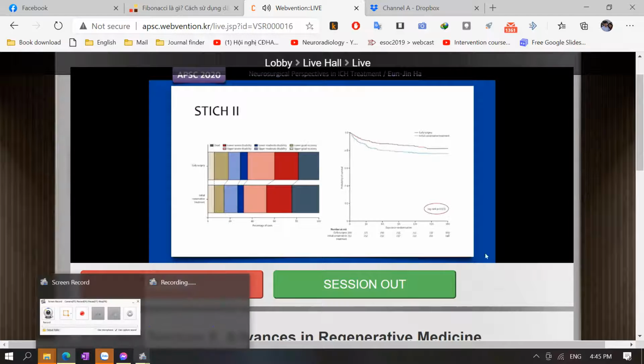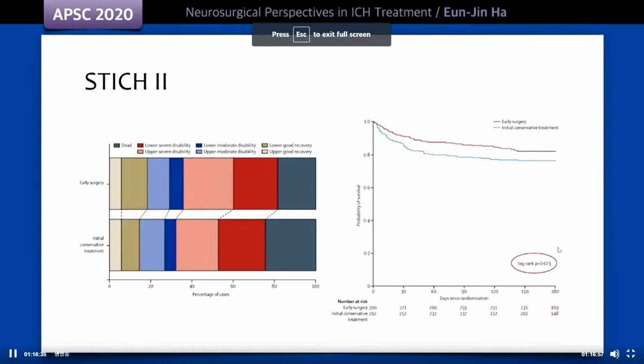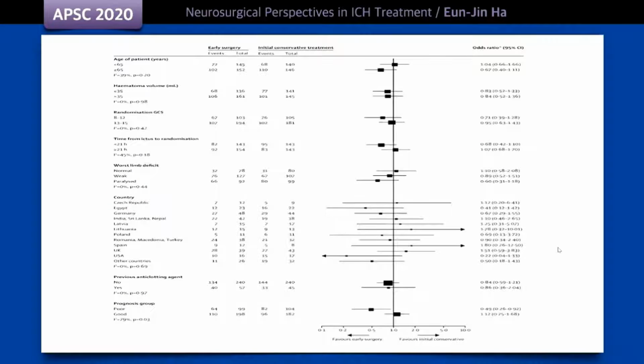The conclusion of this study is as follows. There was no functional benefit and no mortality gain from early surgery. In subgroup analysis of this study, the poor prognosis group was the only one that benefited from early surgery.